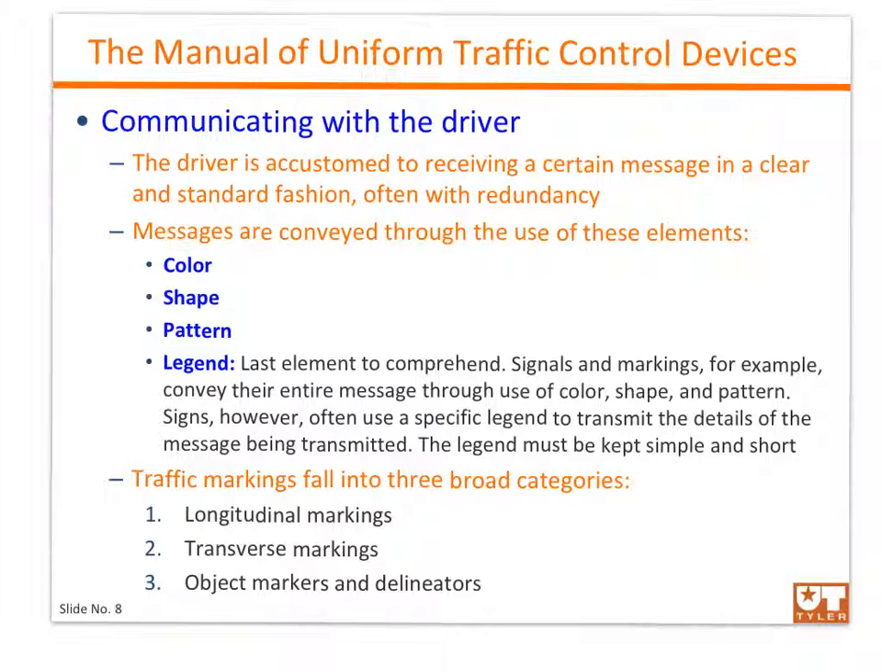So color, we're going to talk about it in more detail in the next slides, but color is used. For example, a stop sign is red. We use red, which means something is really serious here, versus other colors. So color is the most famous element that we use to interact with drivers. Then shape. The shape of a stop sign is different from a speed limit sign, so shape also gives an indication to the driver. Then pattern, then legend.